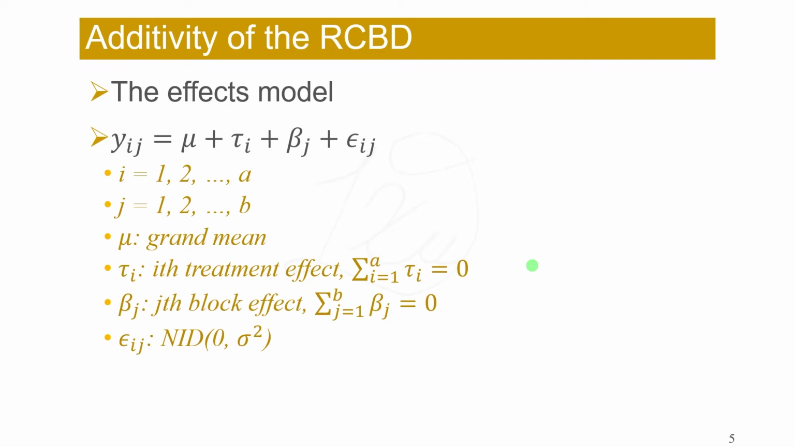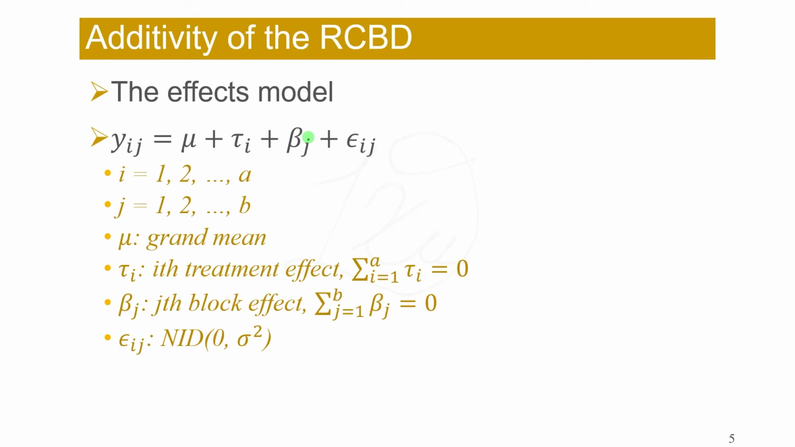One aspect we want to look at is the additivity of the randomized block model. The linear statistical model that we have used for the randomized block design is this equation. So basically we are saying the response Yij can be expressed by the 3 terms on the right plus the random error. The random error is the residue in the model. Mu is the grand mean, so it's the mean of all the data. Tau i is the ith treatment effect, and beta j is the jth block effect.